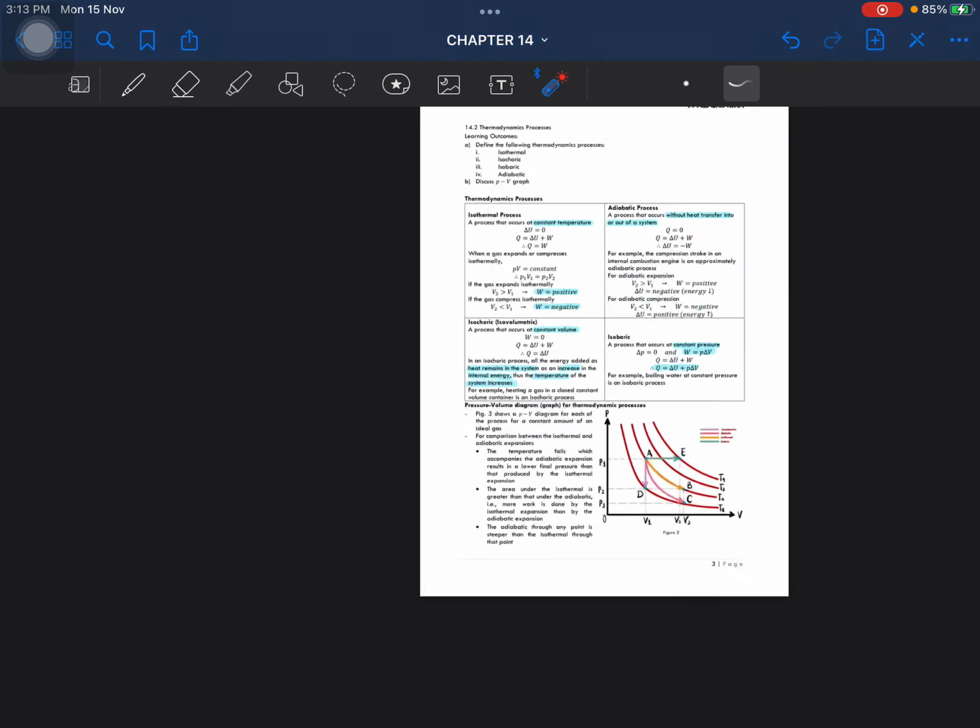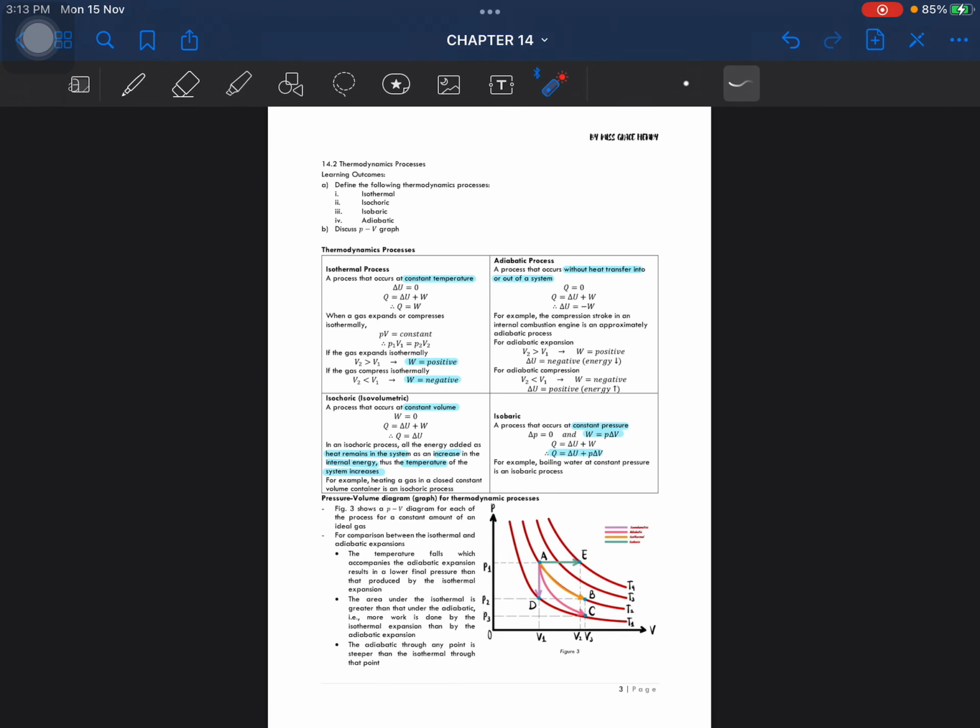All right, so that is the theory part for subtopic 14.2.